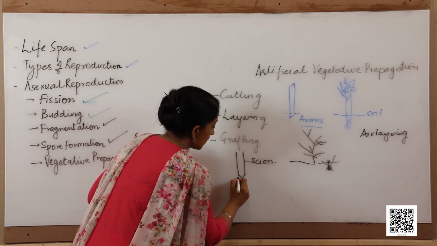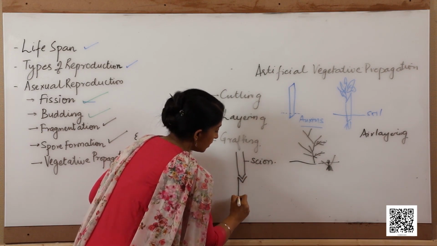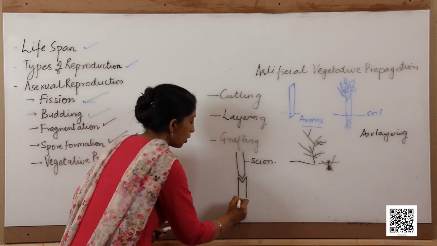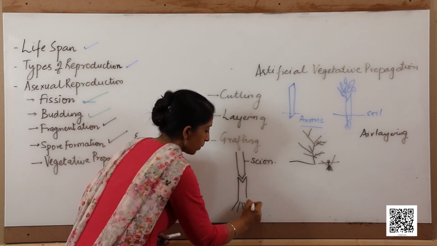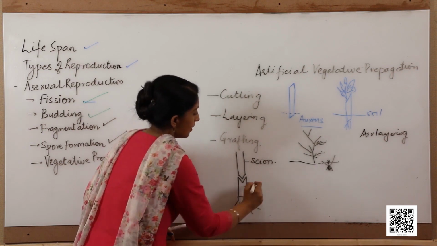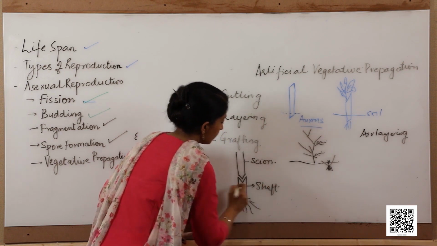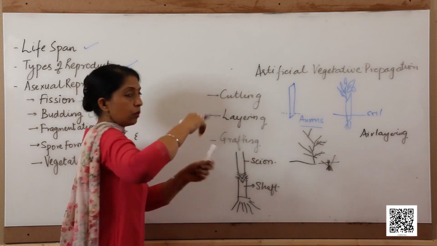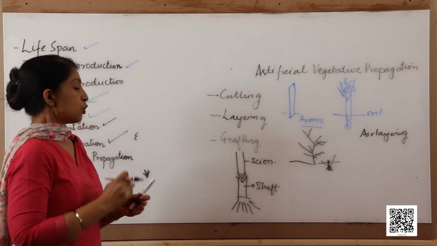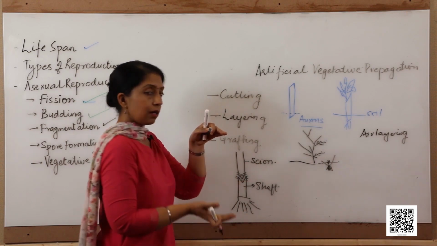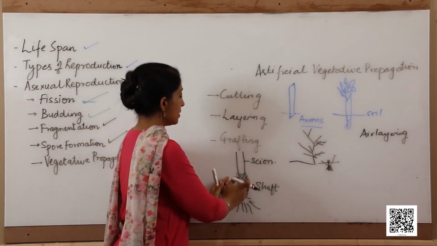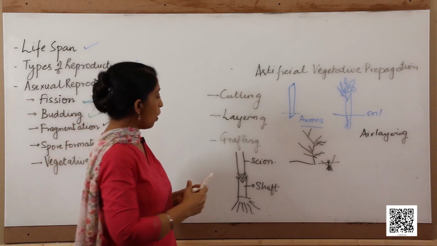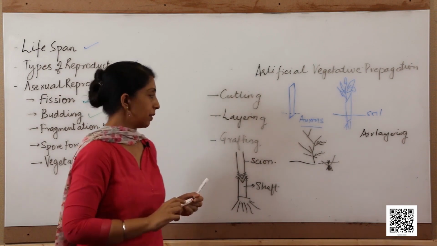Then this is inserted into another part of the plant which has a stronger root system. This is called the stock. Both of them are joined and then tied with a rope or a thread together for a period of time. Slowly, both these plants combine with each other and form a single plant. So this is how the qualities of the two plants can be combined together.